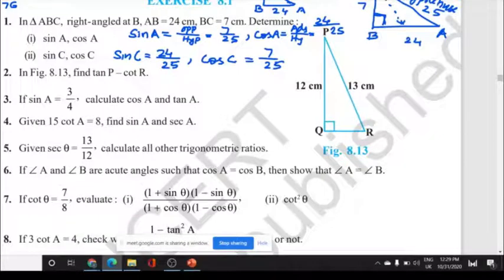Now let me take an eraser and clear the whole thing. Let us move on to the next question. First question, have you understood how to write? Yes, ma'am. Now the second question.